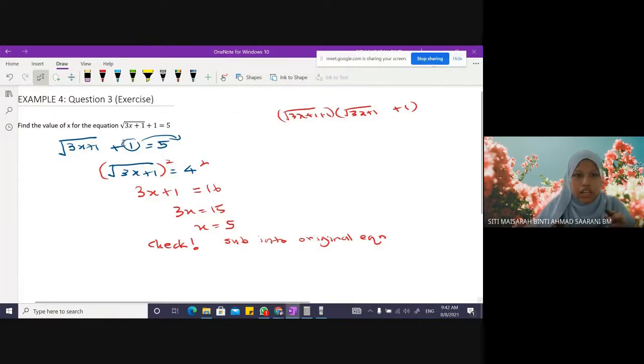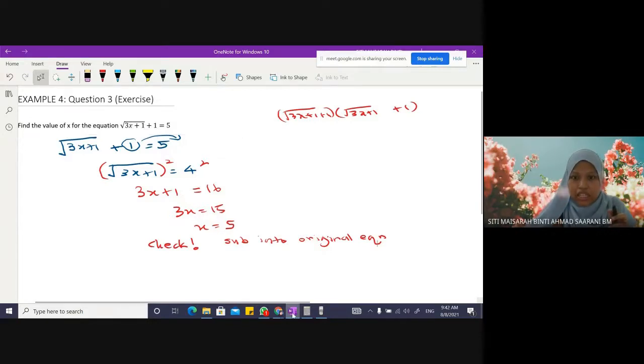So kat sini awak ada original equation dia is surd 3x plus 1 plus 1 is equal to 5. Maksudnya right hand side is always 5. So you need to check whether the left hand side here is when you substitute x equals to 5, it give 5, the value 5.